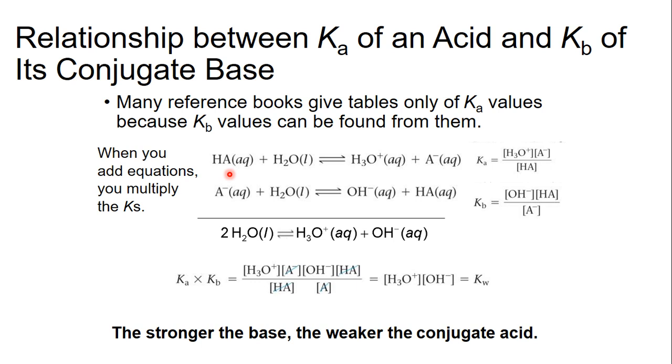Now, in a previous video, we talked about when you add equations, you actually multiply Ka by Kb. When you do that, you see that Ka times Kb equals H3O+ times OH-, or, that's Kw. So Ka times Kb equals Kw. And now you can see that Ka and Kb are inversely proportional to each other. So the stronger your base becomes, the weaker your acid must become, because multiplying these two together must give you Kw.